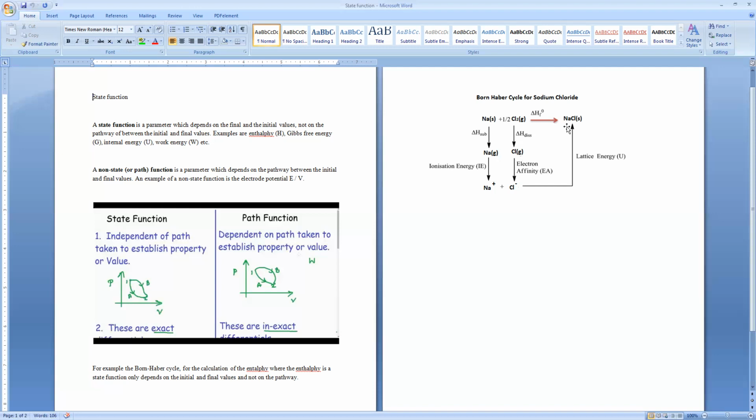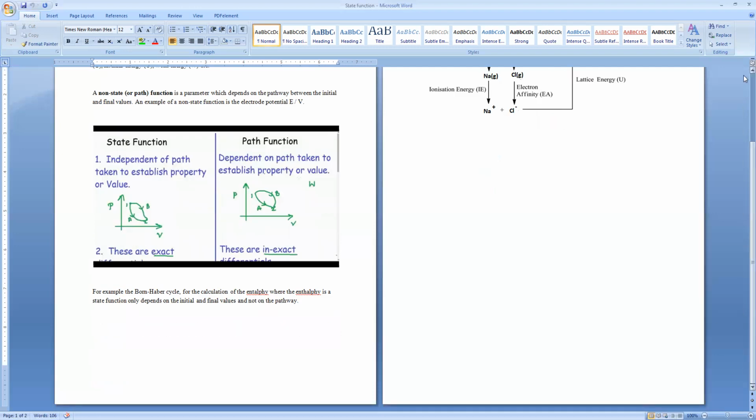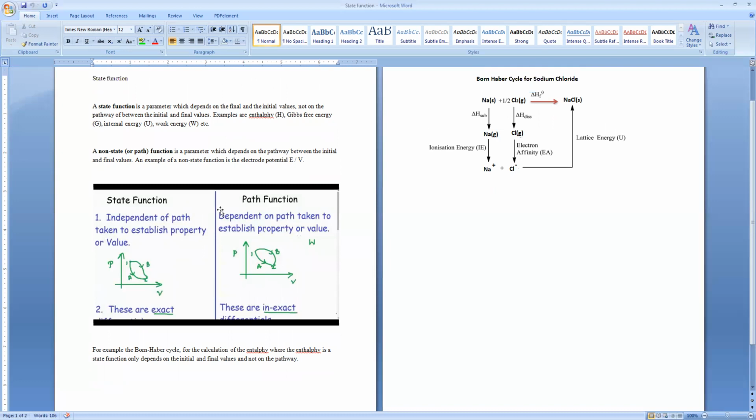All these are basically thermodynamic parameters. Whereas a non-state function depends on the path. For example, if the initial and final values of two changes are similar, but the parameter we are calculating is a non-state function, then the difference between the initial and the final value depends on the pathway.